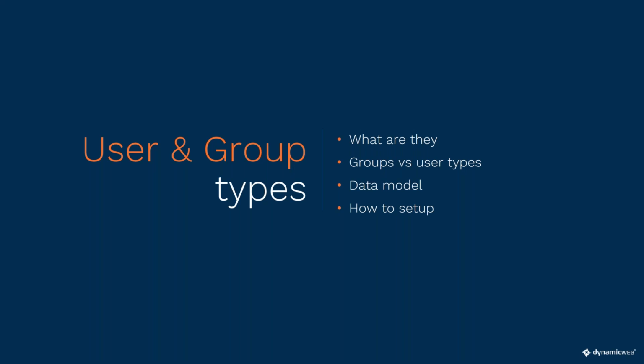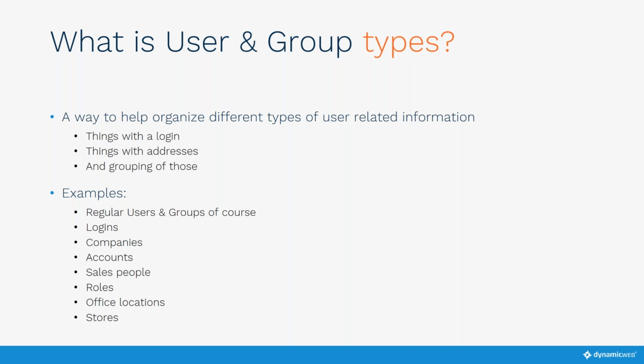So let's take a look at the first concept, which is the user and group types. We'll take a look at what they are, what the difference is between a group and a user type, what is the data model, and also how to set up these user and group types. So user and group types, it's basically a way to help organize these different kinds of users and all the information that we need to put on them.